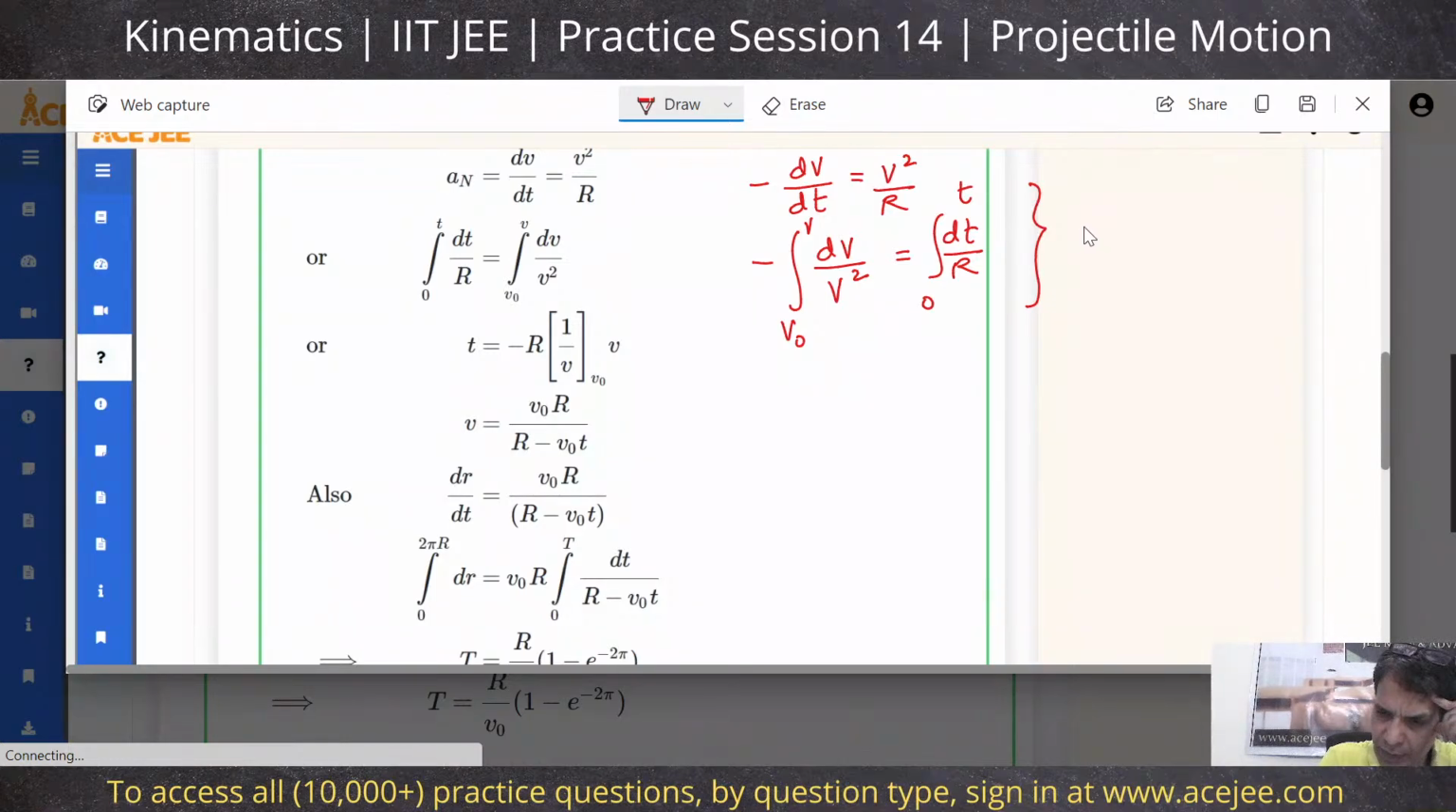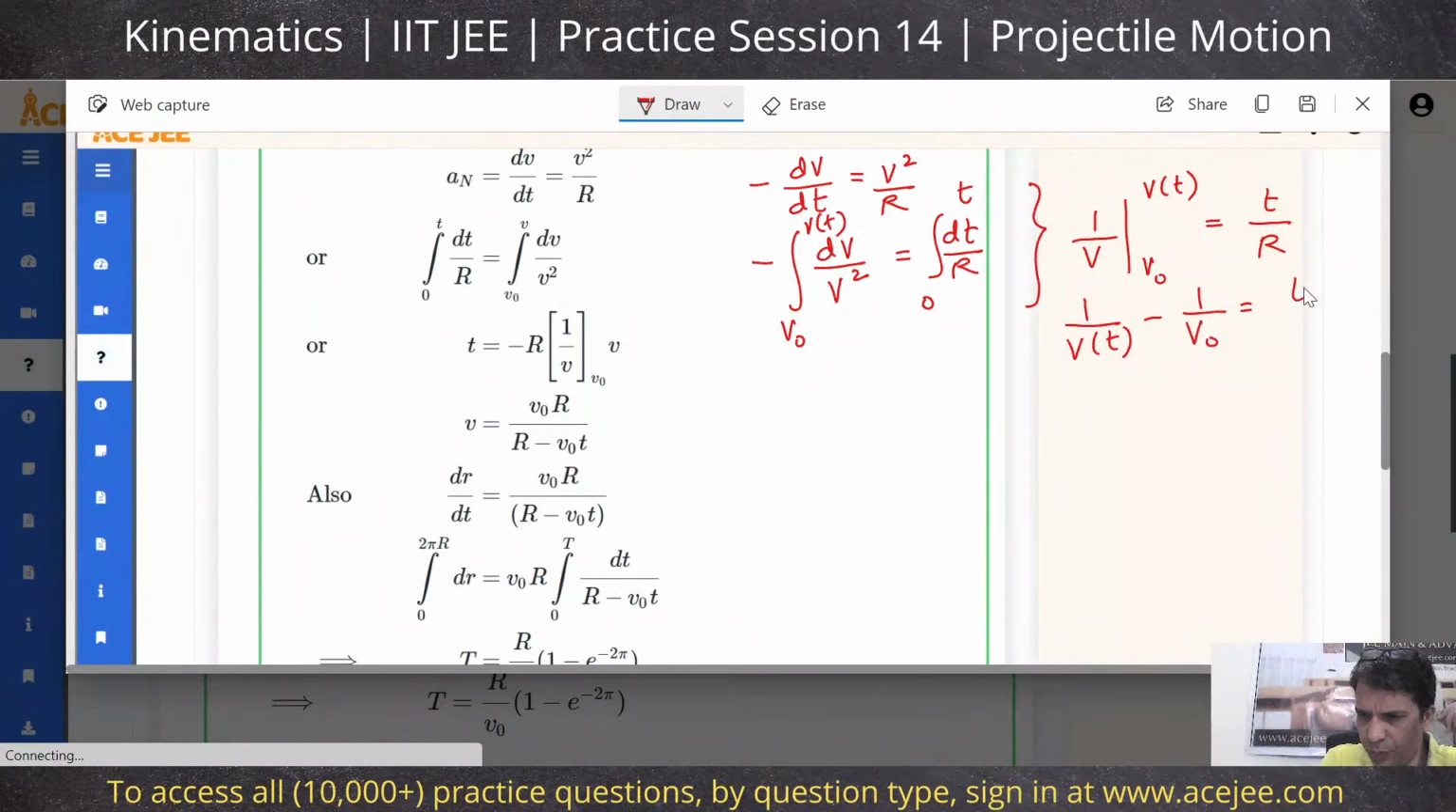So what do we get here? Minus minus cancels out. So 1 by v, limits are v0 to v at time t, is equal to time t by r. So we get 1 by v minus 1 by v0 is equal to t by r. Let's see if this makes sense. Right hand side is always positive, and if v is smaller than v0, then this quantity is bigger, so yes, it makes sense.